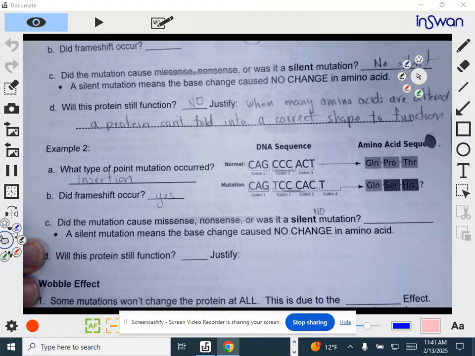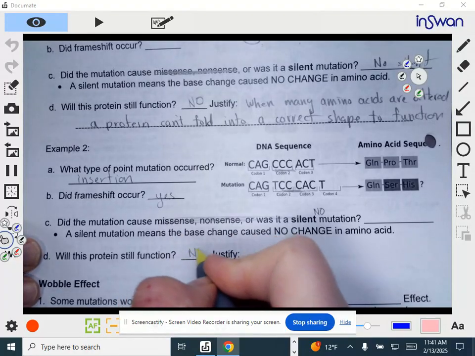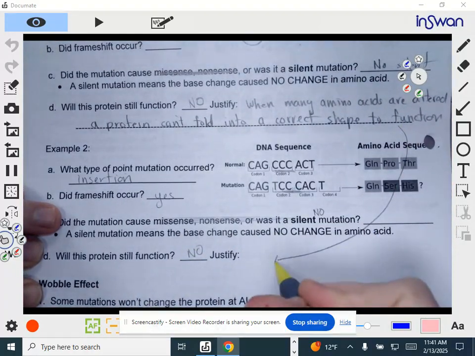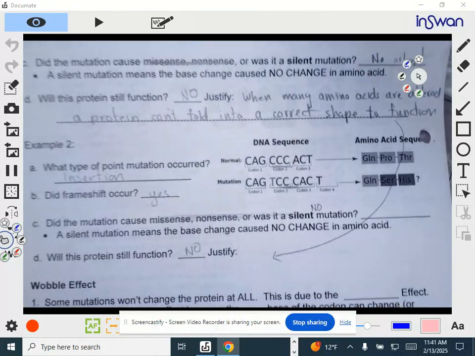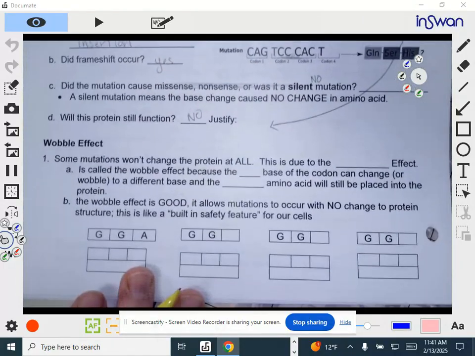Is this protein going to function? Well, if we look here, no, we're changing every single amino acid from that point on. So let's put no, and then to save time, it's the same thing. When you change many amino acids, your protein won't be able to fold correctly and be able to function.